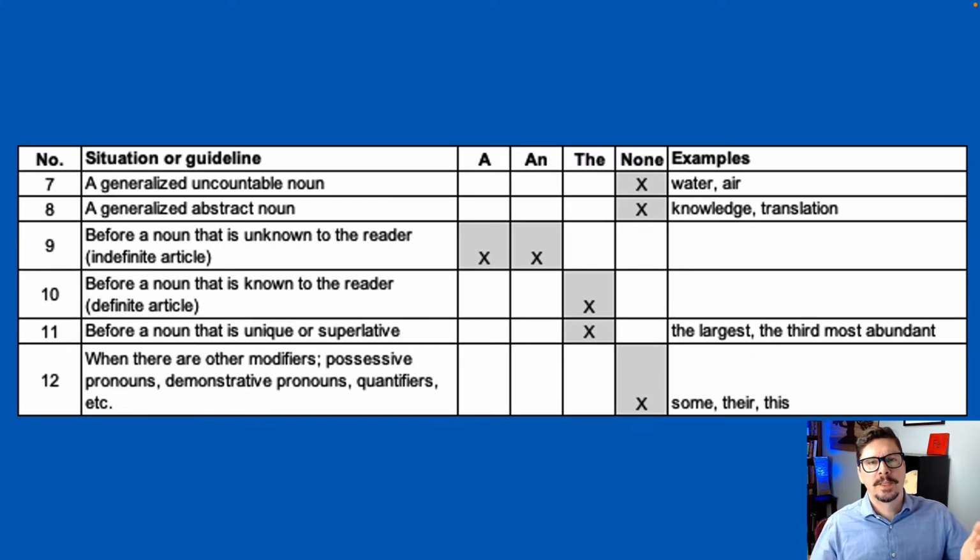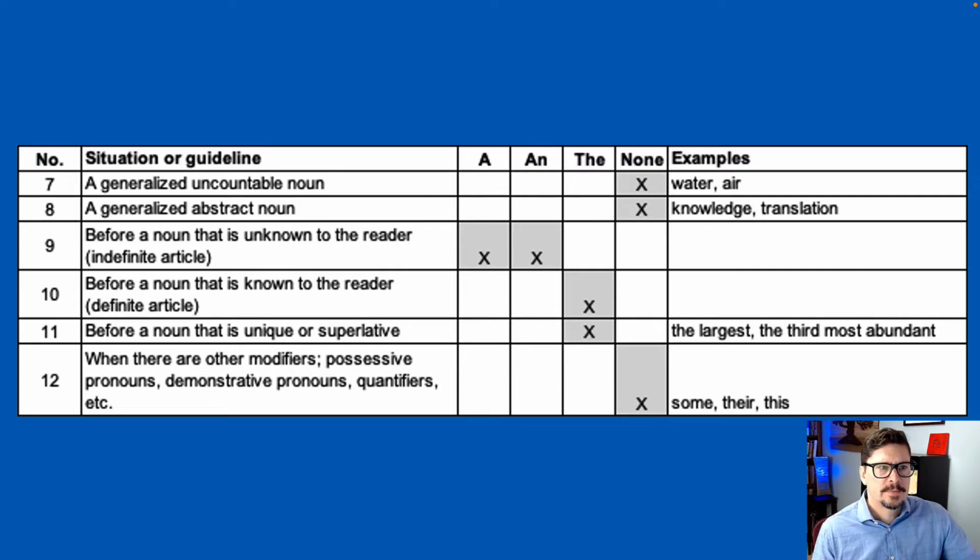All right, let's look at the next few items, and then we'll get into some examples, and I'll put these into practice. Situation or guideline number 7 is when you have a generalized uncountable noun, you're not going to use an article. So for example, water and air are both uncountable nouns. You can't count the number of air. There's just one big volume of air. Now you can measure the volume of air.